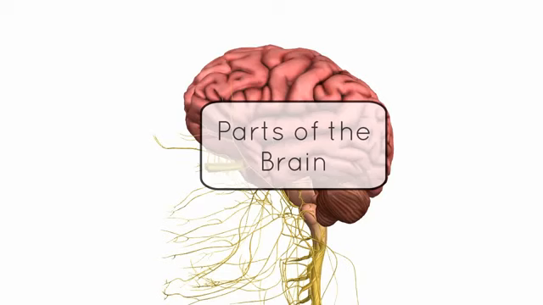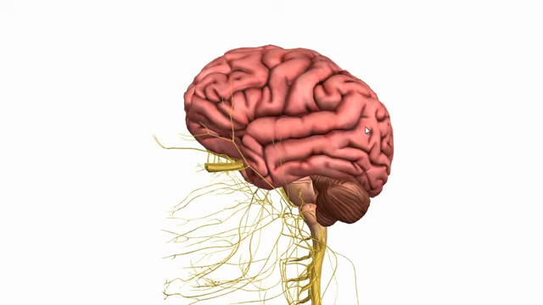Okay, so this is a tutorial on the parts of the brain. This is a basic tutorial and I want to give you an overview of the different parts that make up the brain. There's not going to be huge amounts of detail here, but this is just a tutorial to orientate yourself with regard to structures of the brain. So we'll start off by looking at the brainstem.